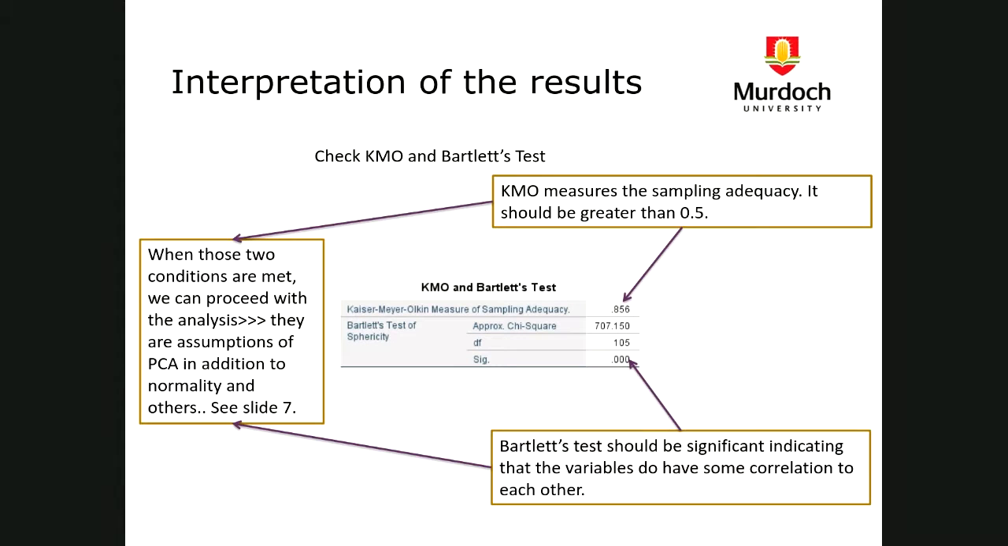Here are the tests of assumptions. We have two assumptions: adequate sample and correlation. Adequate sample means: do we have an adequate number of cases for the number of variables? If your results do not match, this means you made a mistake. You have to repeat and not make a mistake.